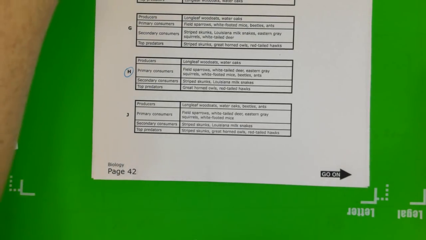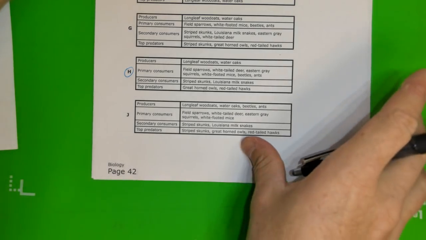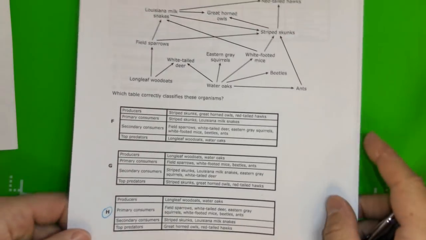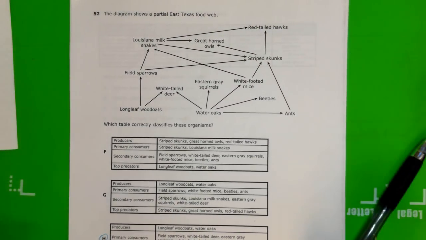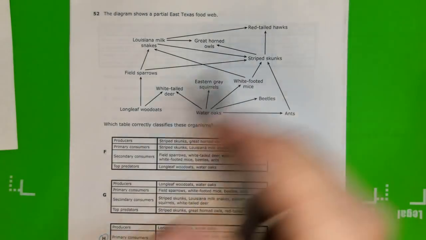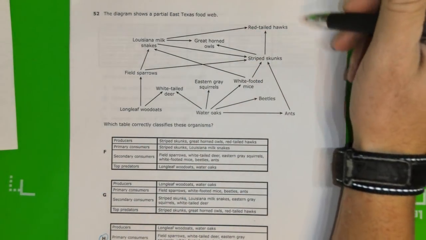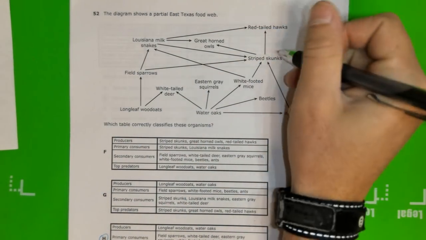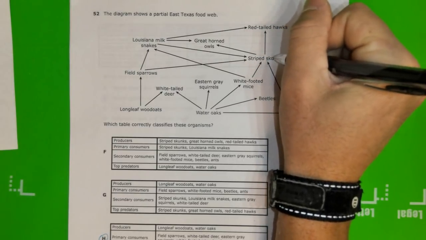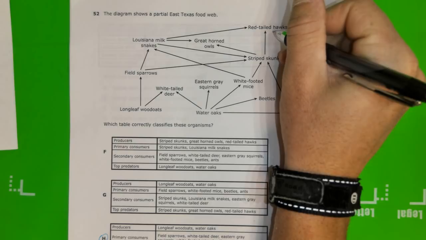Oh, here we go. More ecology. I just like ecology. So this is going to be quite a fun one. So we have a partial East Texas food web, and we're going to correctly classify these organisms. So when you're looking at a food web, the arrow points to the energy transfer. So for example, when a red-tailed hawk eats a striped skunk, the striped skunk is giving its energy to the red-tailed hawk. So let's start at the bottom.